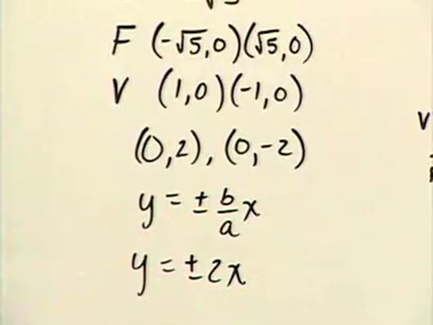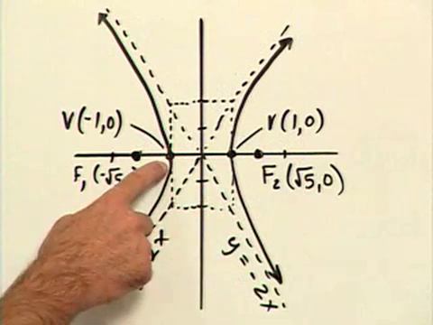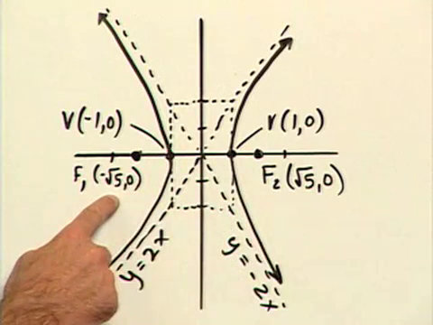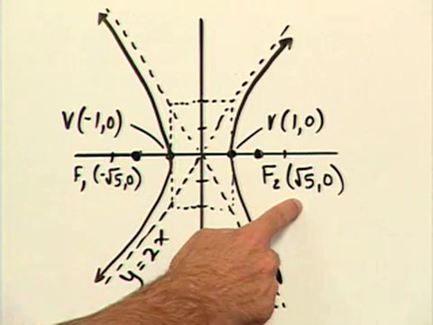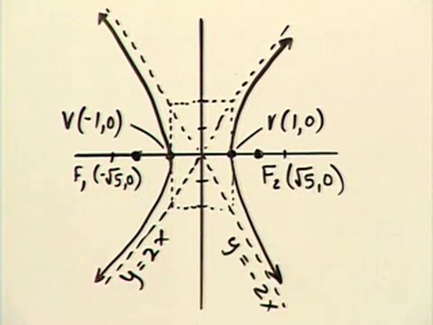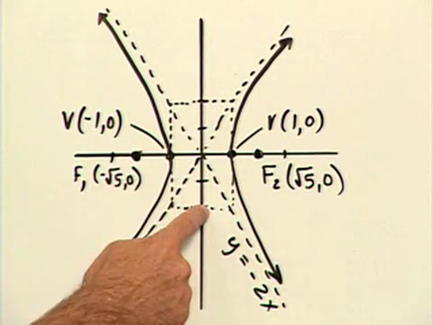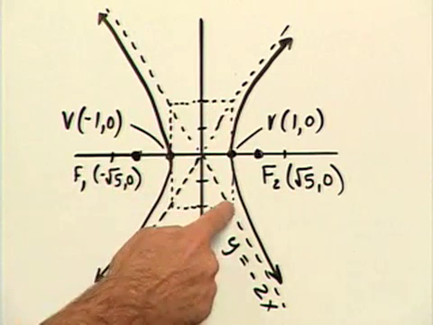Now, let's plug all of this information into our graph and see what our graph looks like. On our graph, we see our vertices of negative 1, 0, and 1, 0. We also see our foci, or focus 1 is negative square root of 5, 0, and focus 2 is square root of 5, 0. Now remember, we had some points that helped us graph this. Those points were 0, 2, and 0, negative 2, which would be right here and right here.